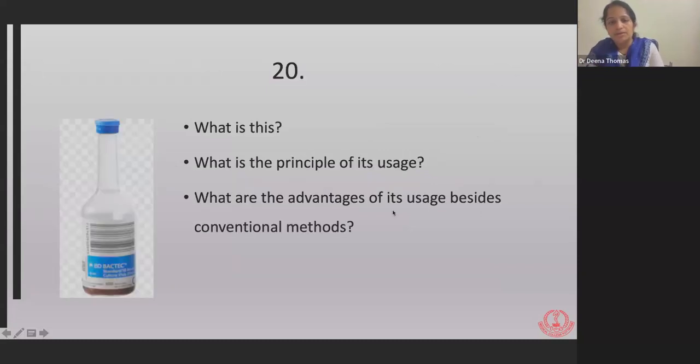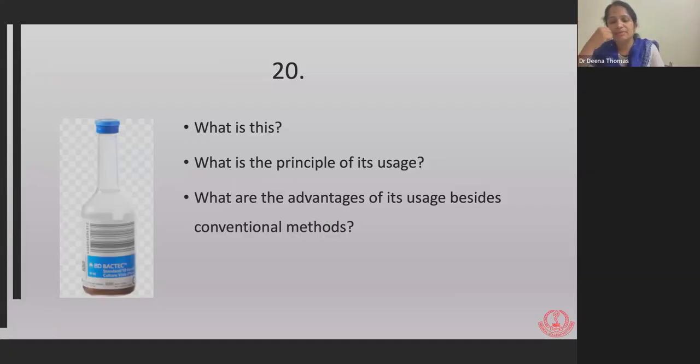Okay. What is this? Everybody knows. What is this? It's already written. So it's a Bactec culture bottle. Rather than blood culture, I would be looking for the answer of Bactec culture bottle, because a culture bottle can be a conventional culture bottle. So what is the principle for its usage?